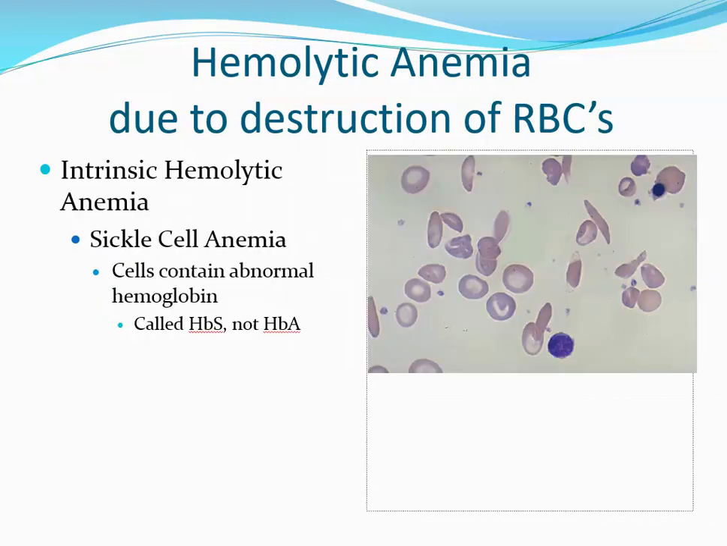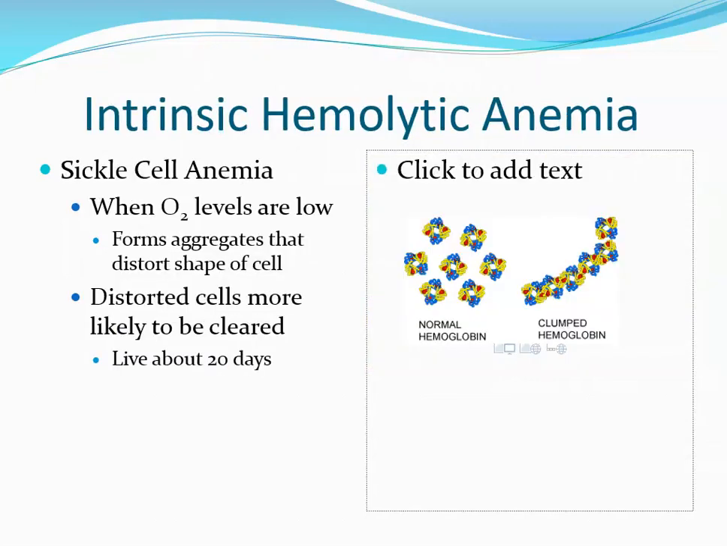One example of an intrinsic anemia is sickle cell anemia. Here the cells contain an abnormal form of hemoglobin. The hemoglobin is called hemoglobin S instead of the normal hemoglobin A. The problem is when oxygen levels become low. Hemoglobin S forms abnormal aggregates that end up distorting the shape of the cell, creating a sickle shape instead of the biconcave disc that the cells normally look like.